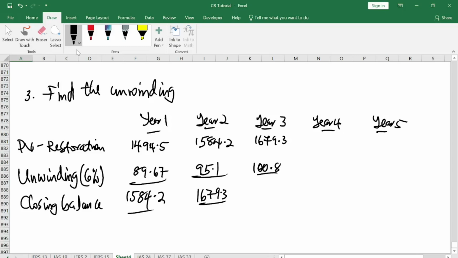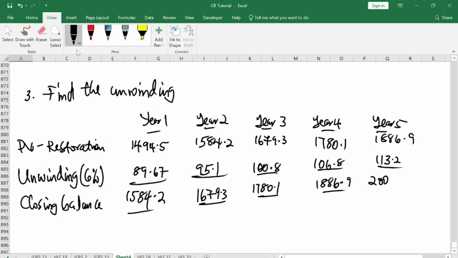So you have 1780. So your closing becomes your opening here. So this becomes your opening for year 4, and so on and on. You see, 113 to give you 2000. Alright, so that is it.